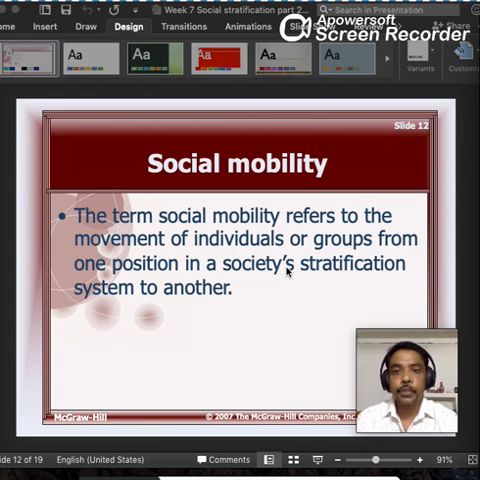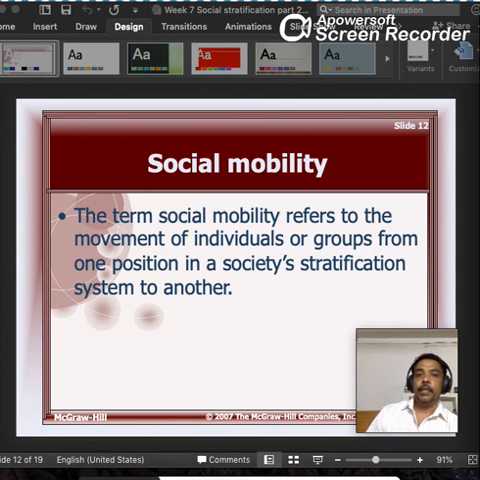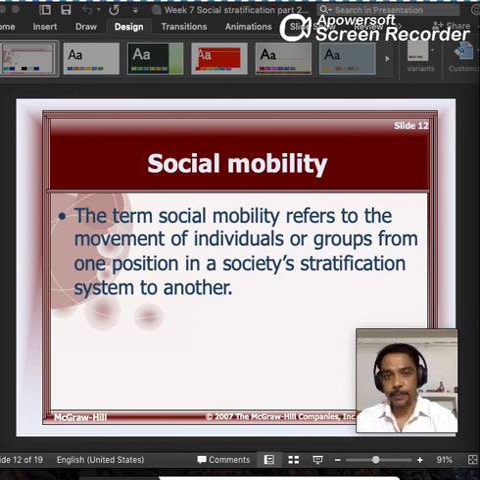You probably see the term social mobility refers to the movement of individuals or groups from one position in a society's stratification system to another. The ascent of a person from a poor background to a position of prestige, for example, power or financial reward, is an example of social mobility.